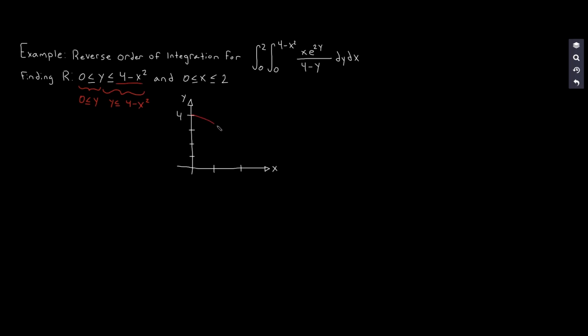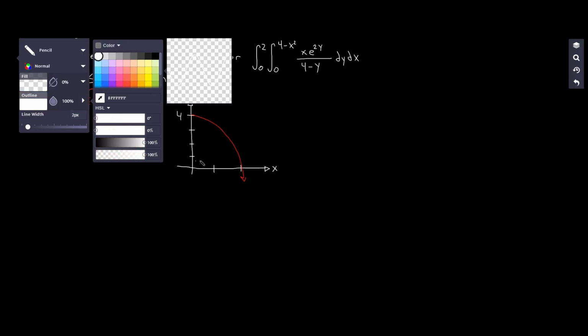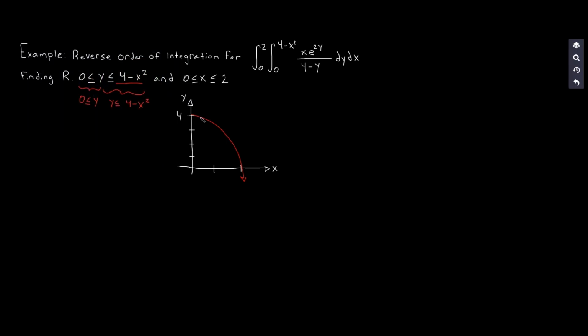And I know it's going to drop down like this, and it's going to intercept the y-axis at 4, and it's going to intercept the x-axis at 2, right? And so now I know that this here is my region in question. This red line here is the line y equals 4 minus x squared.